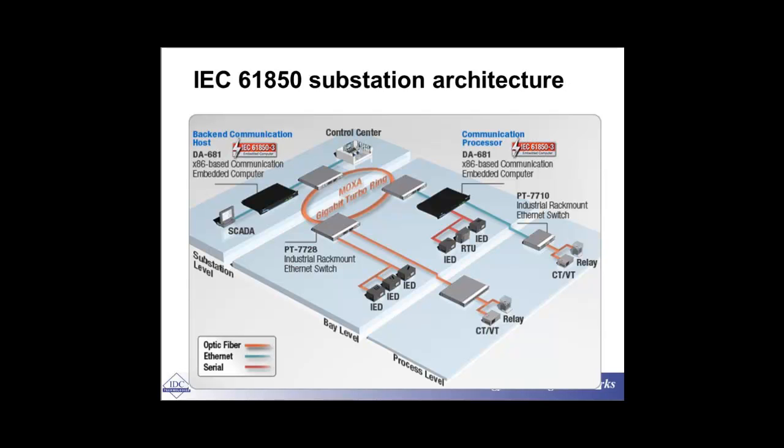In the bay level, again, you have got a number of other IEDs and the RTUs and a lot of things like that, okay? So a further process is done. Okay, so you have got some, let's say, communication embedded computers or something, and basically you need to have processors, and basically after that, again, by means of another Ethernet switch or switches, this information is delivered to the next level, which is the substation level.